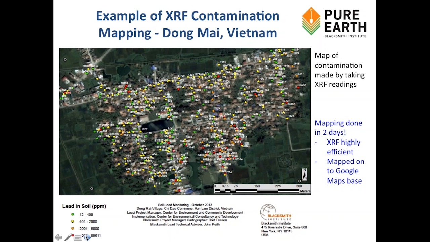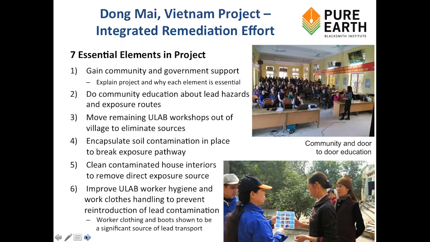There were 7 key elements in the project. We note that only number 4 and 5 on this list are the actual remediation, the actual encapsulation of the soil or removal of contamination from inside houses. The others are related to the project and essential elements that you'll find in every other project, where you have to gain support, do community education, remove the actual initial source from the village, and then work on, in this case, worker hygiene and work clothes handling to prevent reintroduction of contamination.